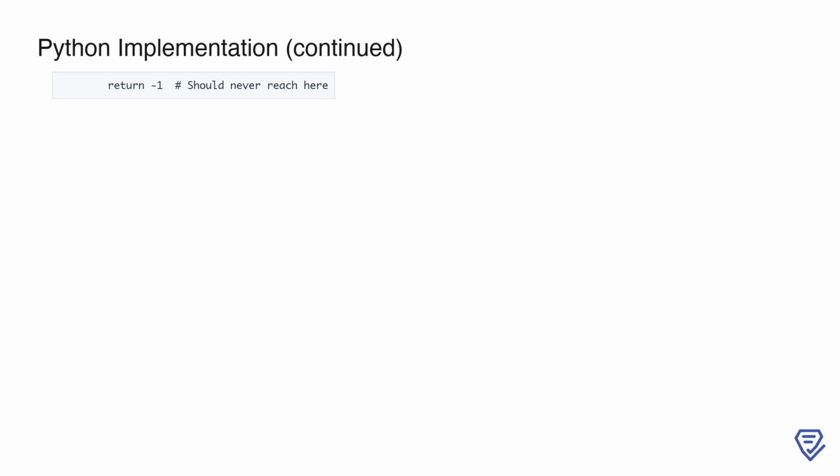The return value of -1 acts as a safeguard to indicate something went wrong if the algorithm fails to find a path. This completes our Python implementation, which efficiently calculates the minimum path sum using a greedy approach with a priority queue to always extend the least costly path first.